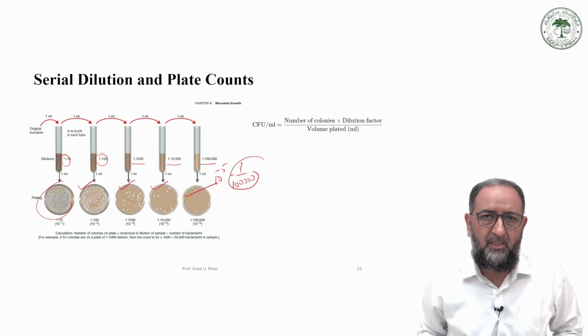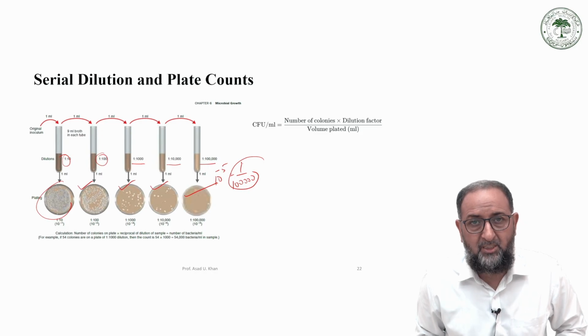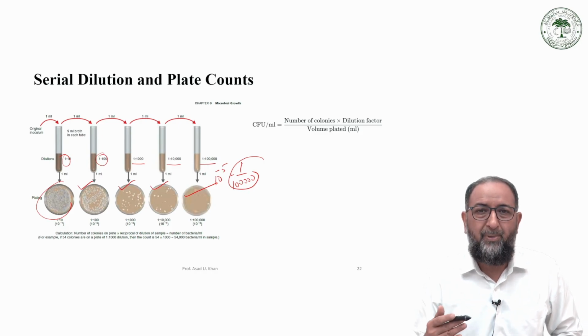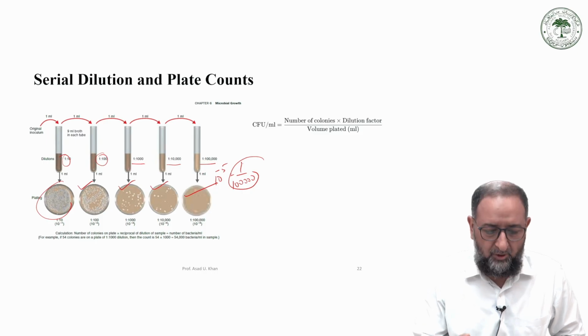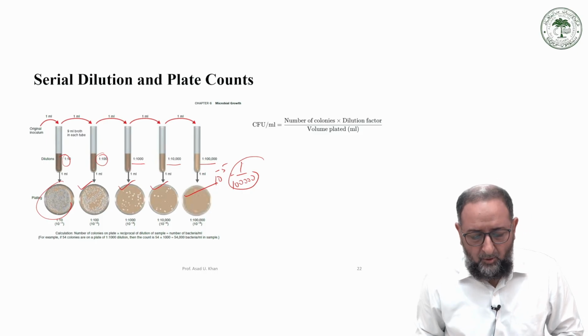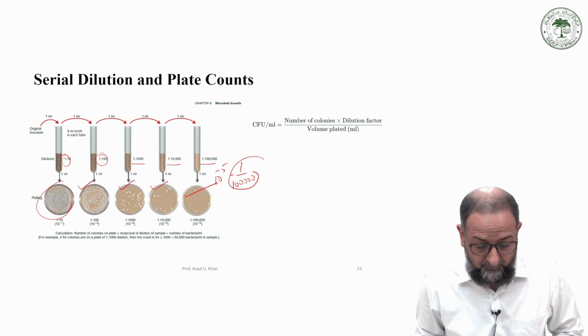This method is also used for culture purification. If you remember, in one of my earlier lectures, when we talked about pure cultures and mixed cultures and how to make a pure culture from a mixed population, we discussed this method also. So this method is also used for the quantification of cells, especially the viable cell count.